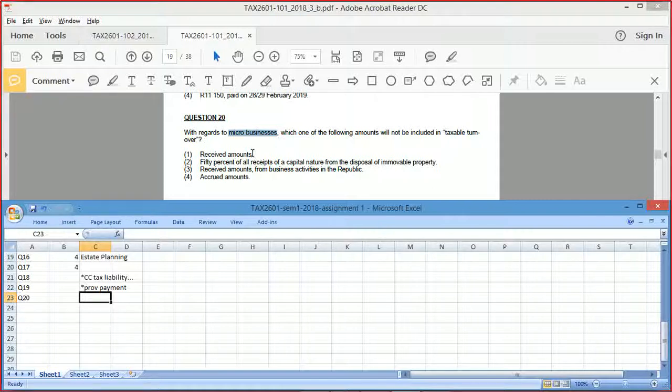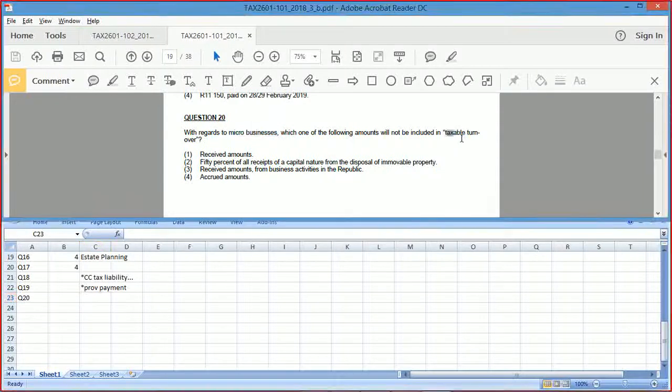Okay, out of the budget speech, nothing was really mentioned about this in terms of micro business. And legislation was consistent last year because we're using last year's tax tables. So with regard to micro businesses, which of the following amounts will not be included in taxable turnover? Okay, taxable turnover is looking at what will a micro business, so a small business, there's even more benefits if you are considered micro. Micro means very small. So we have SBC, we have micro. Those are two classifications that give businesses additional benefits.